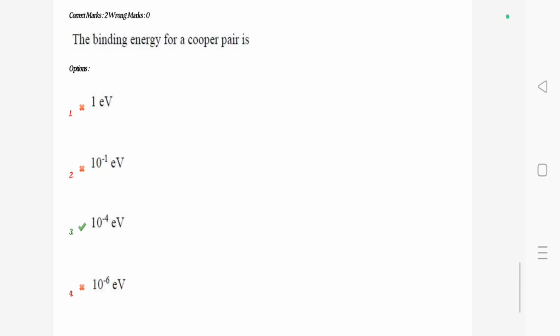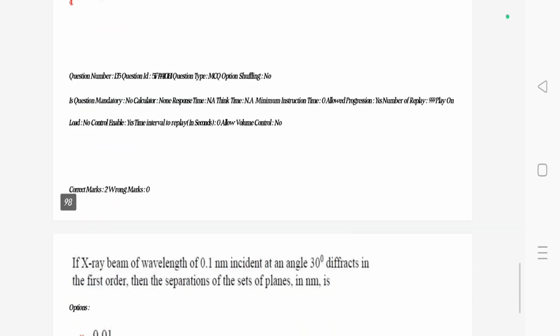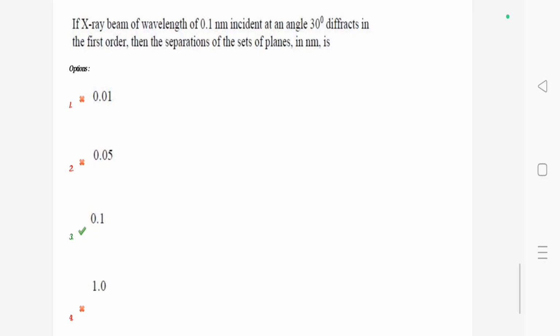134 question. The binding energy of a Cooper pair is 10 to the power of minus 4 electron volt. If an X-ray beam of wavelength 0.1 nanometer incident at an angle 30 degrees diffracts in first order, then the separation of the set of planes in nanometer, this I explained once, check in my attached video, is 0.1.